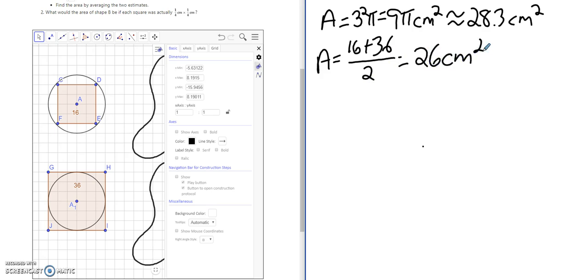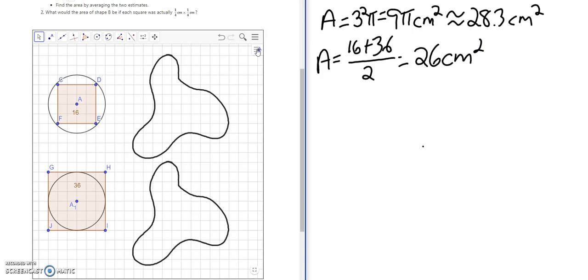And you can see it's not exact. It's not the actual area of the circle, but it is relatively close based on the grid for which I was able to use to make my overestimate and underestimate. If I wanted to get it closer to the area, I'd have to use smaller squares for my grid.